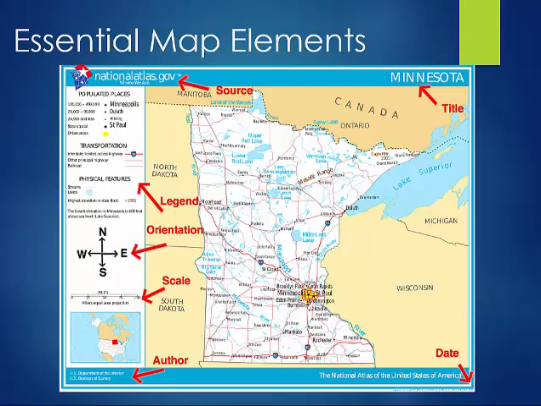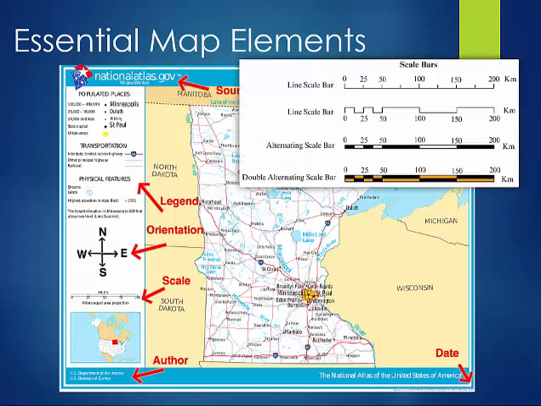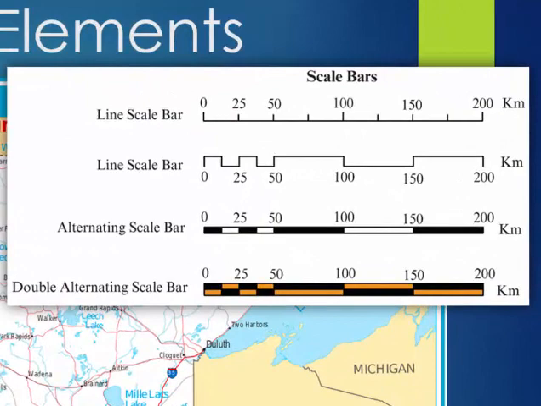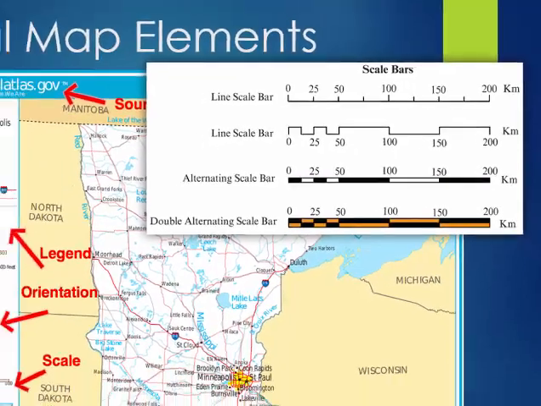Where possible, make sure to include round numbers. If you look at the scale bars in this example, all of them include round numbers that are easily consumable by a map reading audience.